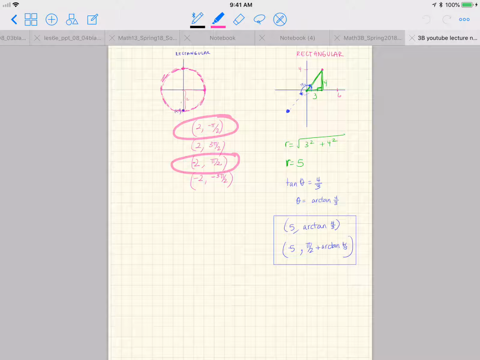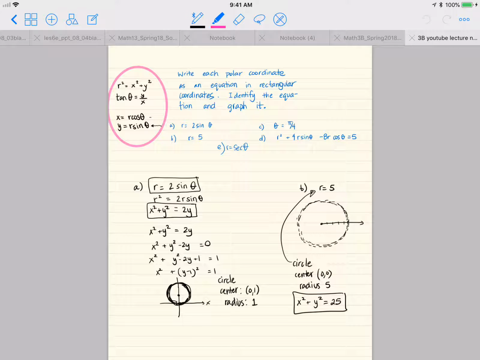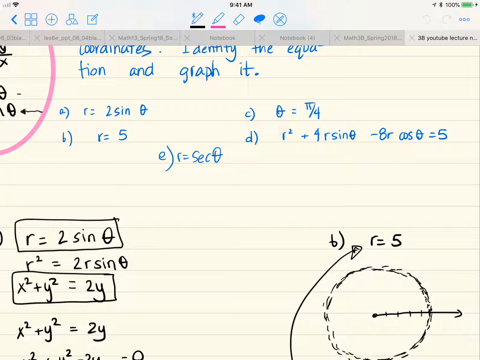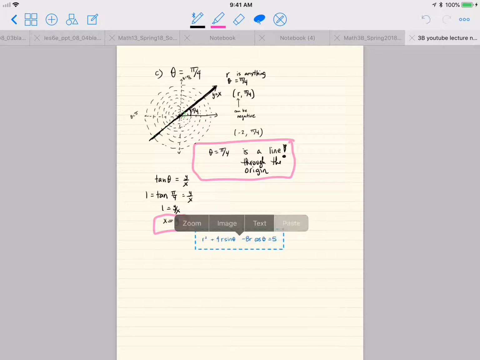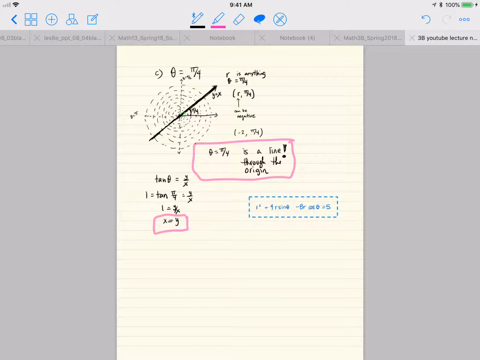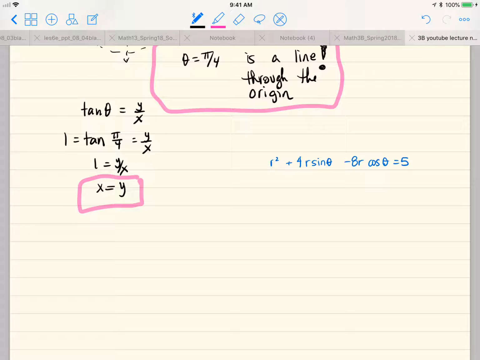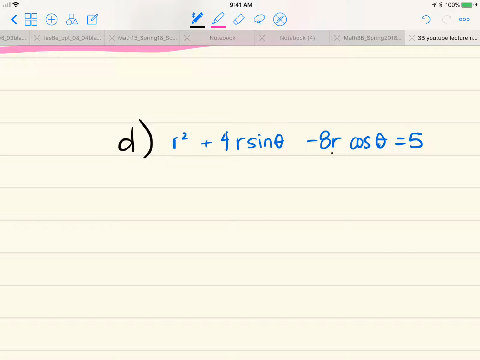And now, didn't we have another? Let's see, what else were we supposed to do? D. Ooh. Okay, this one is looking a little longer. Copy. Paste. Okay, so this is our problem for D. For this problem, here's what I want to do. I just want to replace things, because r cosine theta is the same as x, r sine theta is the same as y, and r squared is just x squared plus y squared.